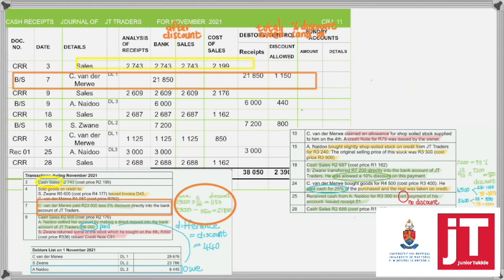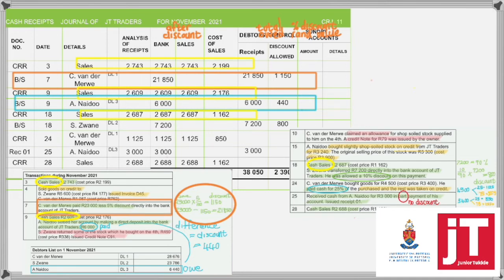So, continuing, the next transaction, cash sales, quite straightforward. So, in other words, we just record it as a normal sale. It goes to analysis again, bank and sales, and then cost of sales recorded there. Then Naidu paid his account by paying 6,000 Rand in settlement of his account. Remember, he owed 6,440, so there's a 440 Rand discount that we need to record.